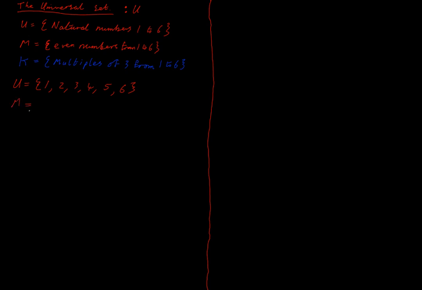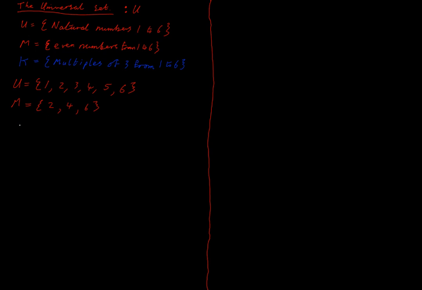Now let's have a look at our set M. M is going to be the even numbers from 1 to 6. So what are even numbers? They're numbers that we can divide by 2, and we end up with a nice whole number at the end. So what would be the smallest number that is divisible by 2? 2, because 2 divided by 2 is 1. And then our next one would be 4. And our next one would be 6. So those are our even numbers from 1 up to 6.